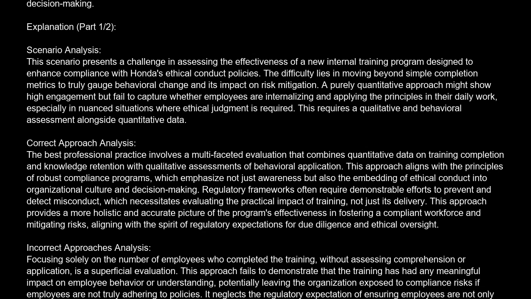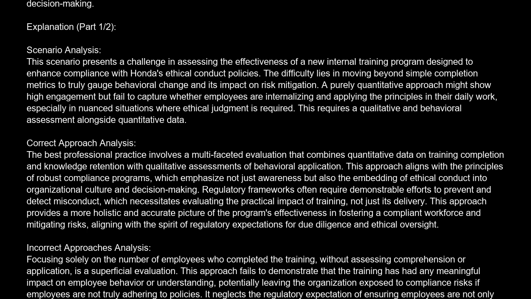The correct answer is A. Supplementing the existing data with post-training scenario-based assessments and qualitative interviews with a sample of employees and their managers to gauge the practical application of ethical principles and identify any shifts in decision-making.